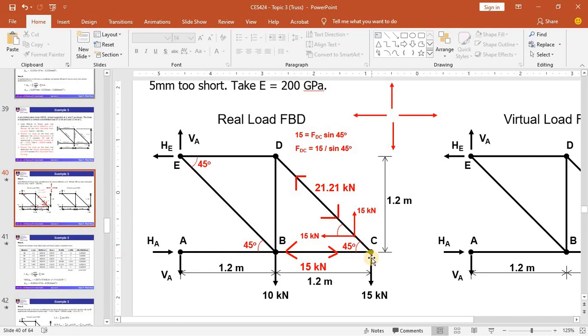You need to choose a joint that has no more than 2 unknowns. At joint B, looking at the unknowns, BD, BE, and BA remain unknown. BC is already obtained from the previous joint. So we can't move to joint B since the number of unknowns is more than 2. Let's check joint D.